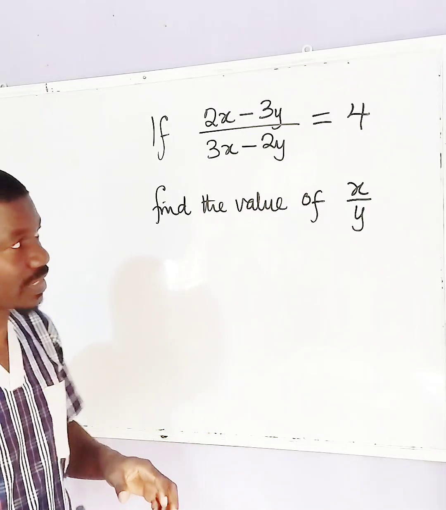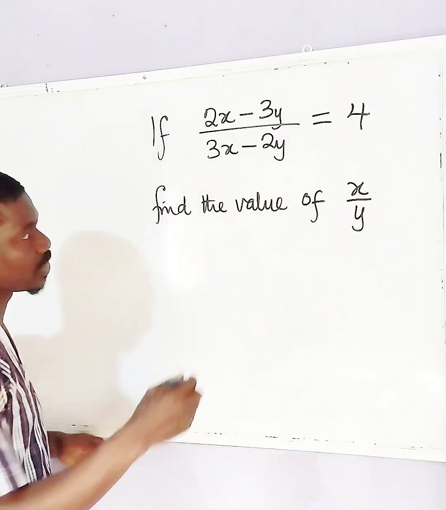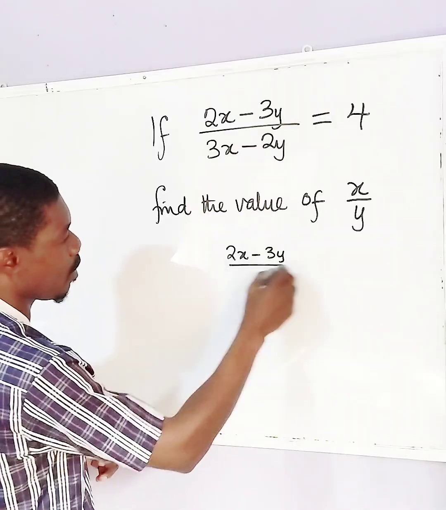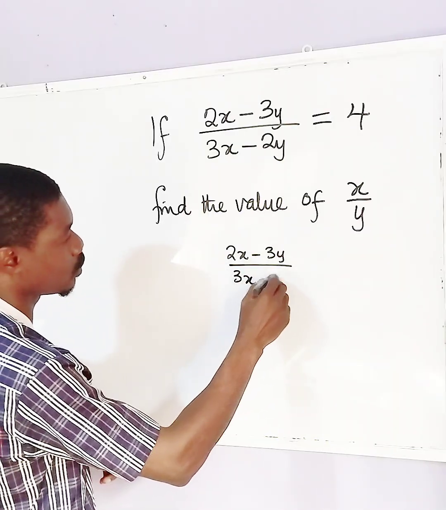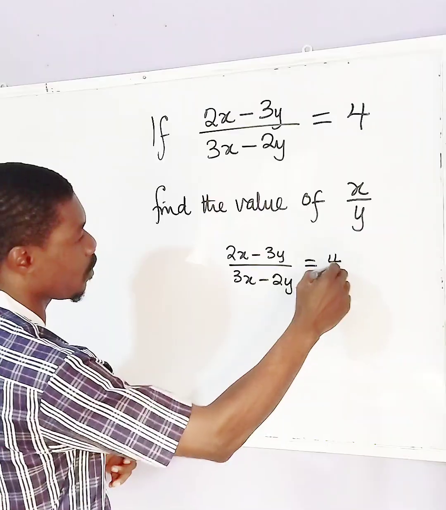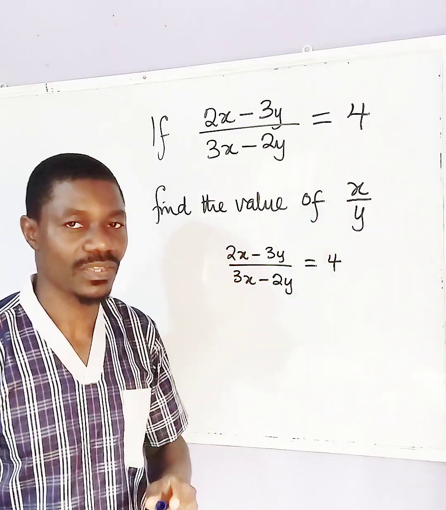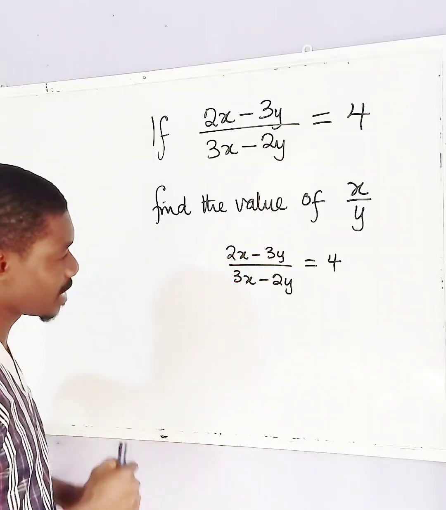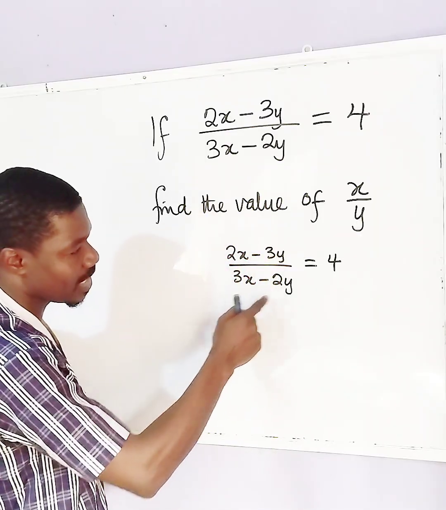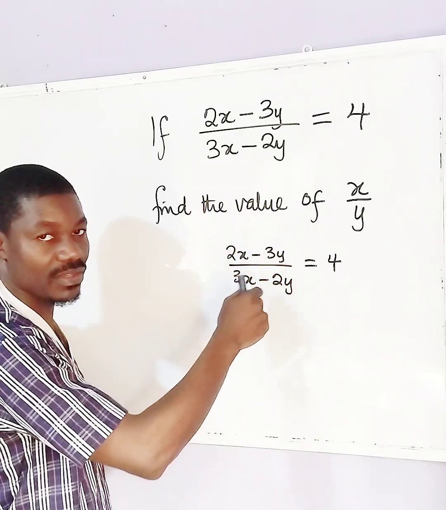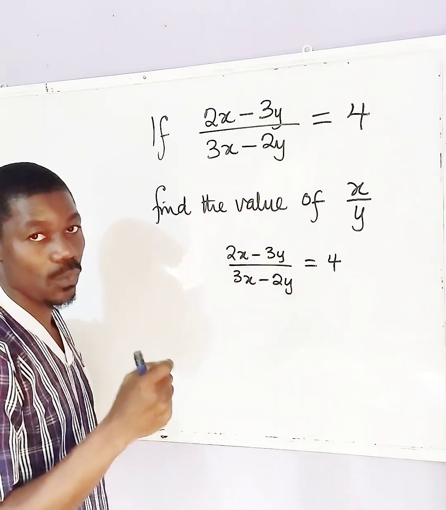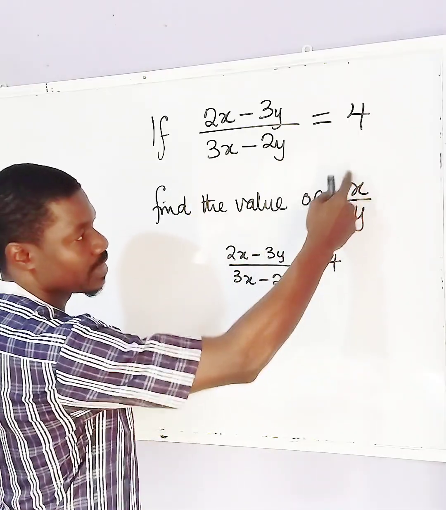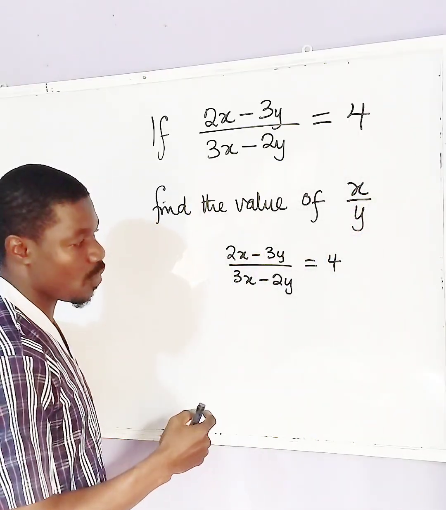Now, how do we go about this? Here we have the fraction (2x minus 3y) all over (3x minus 2y) equals 4, and we're told to find x over y. The best approach is to first divide each of the terms on the left hand side by y, so that we'll be able to generate x over y.